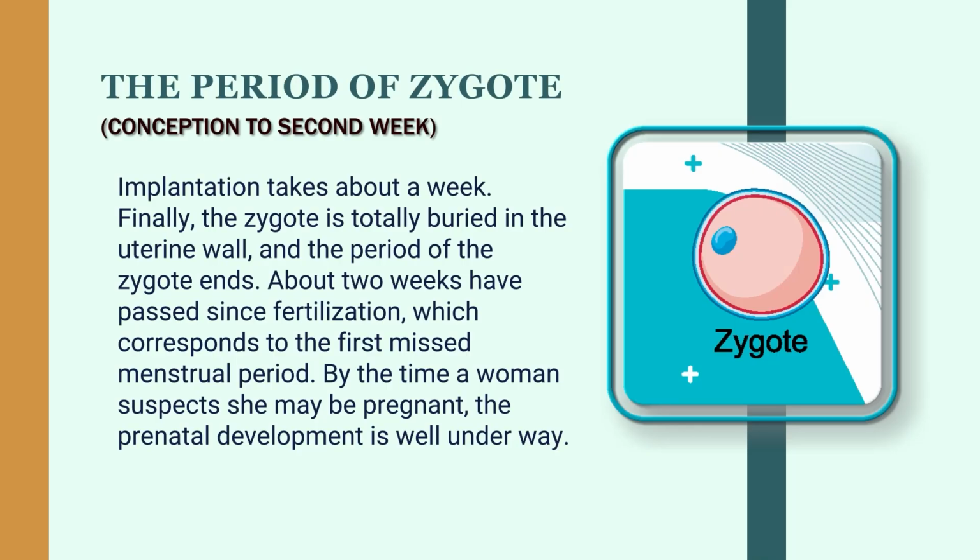And that is how, when the menstrual cycle doesn't happen, the woman doubts whether she is pregnant. Now this happens only when the implantation takes place and when the fertilization happens. So by the time a woman suspects she might be pregnant, the prenatal development is well underway. So when the fertilization takes place, the first menstrual cycle is missed, and that is how we know that the pregnancy is taking place. Now within this period, you have a change to the period of the embryo, which is unlike the first one, conception to the second week.